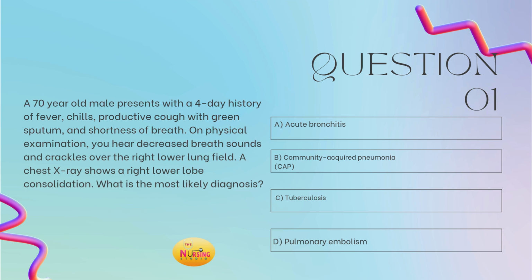So we have a 70-year-old male. He has a 4-day history of fever, chills, a productive cough, shortness of breath. On exam, decreased breath sounds, crackles, chest x-ray shows consolidation. This is classic presentation of pneumonia. So B is your best answer, community acquired pneumonia.